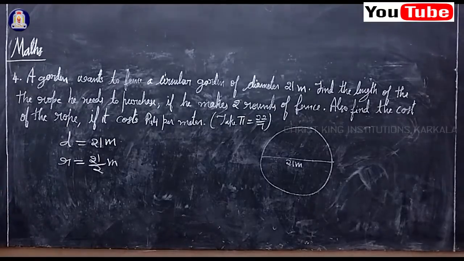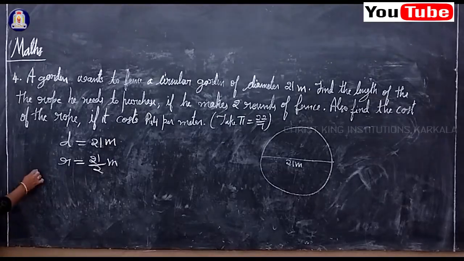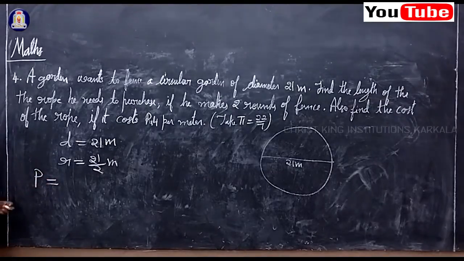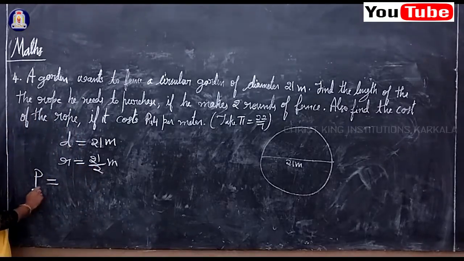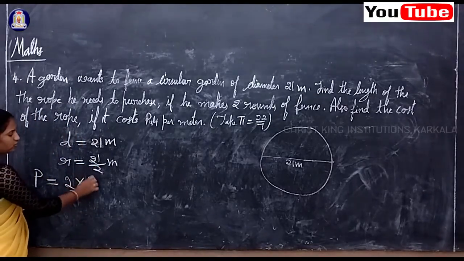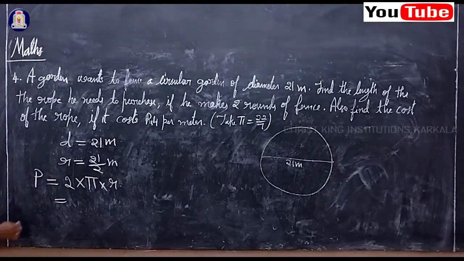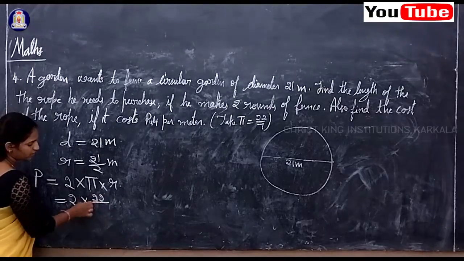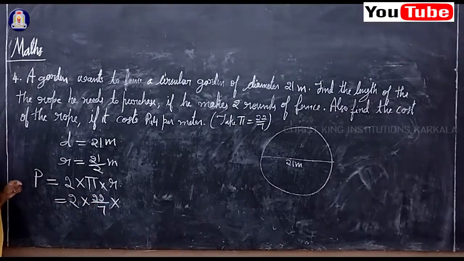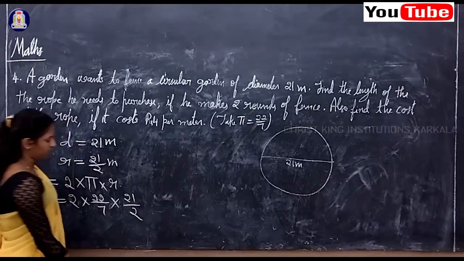Clear? So now if you know the radius, then we can find the perimeter. So how to find the length of the circular garden? That is by using the formula 2 into pi into r. So perimeter we want to find. We know the value of pi, pi is 22 by 7, into radius. Radius is 21 divided by 2 meter.